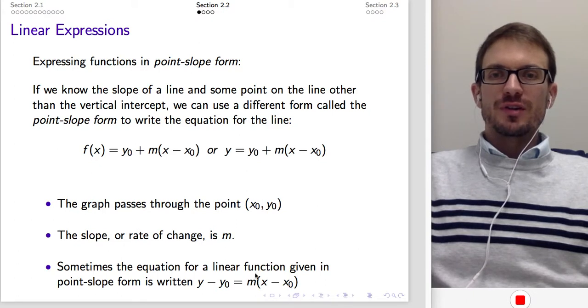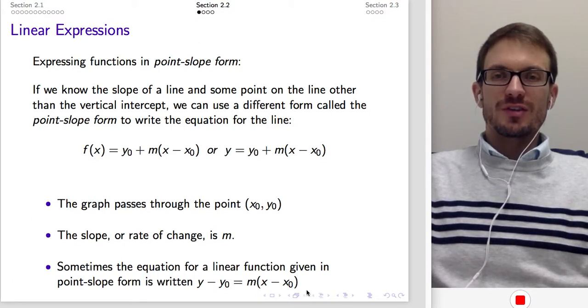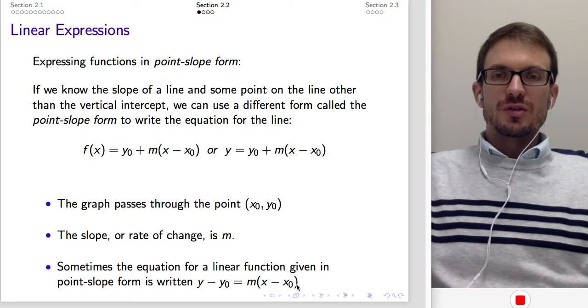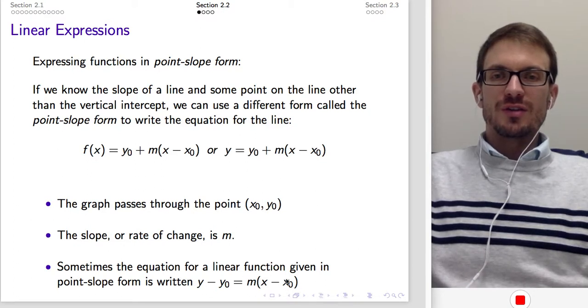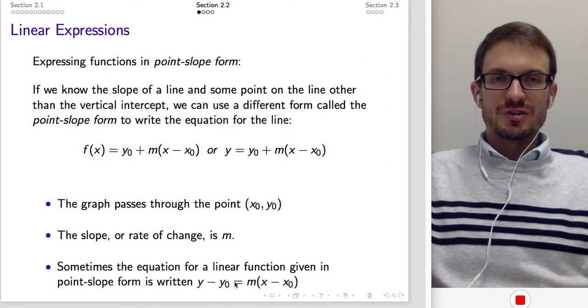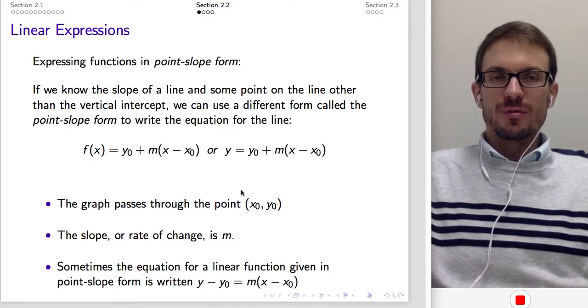Sometimes the equation for the linear function in point slope form is written like this. I actually prefer this. You can see very clearly when you stare at this that it is essentially the slope formula. If we divide both sides by the quantity x minus x naught, then you'll have y minus y naught over x minus x naught equals m. If we divide through by this quantity, then we have our slope formula. That's exactly where the point slope formula comes from.